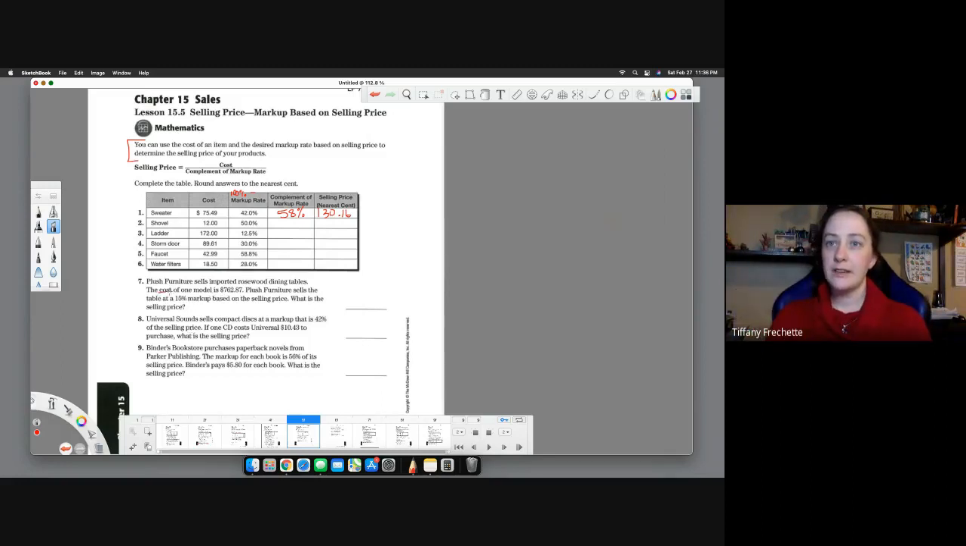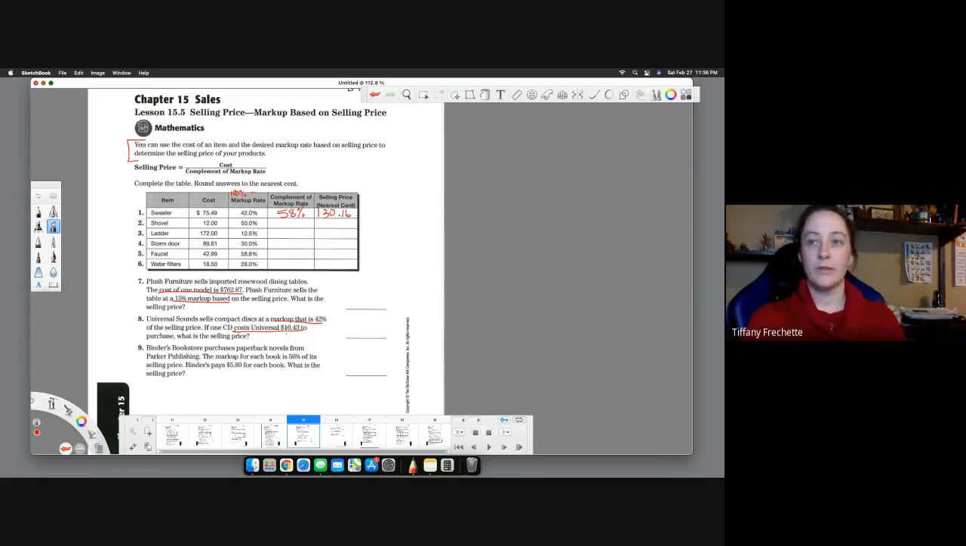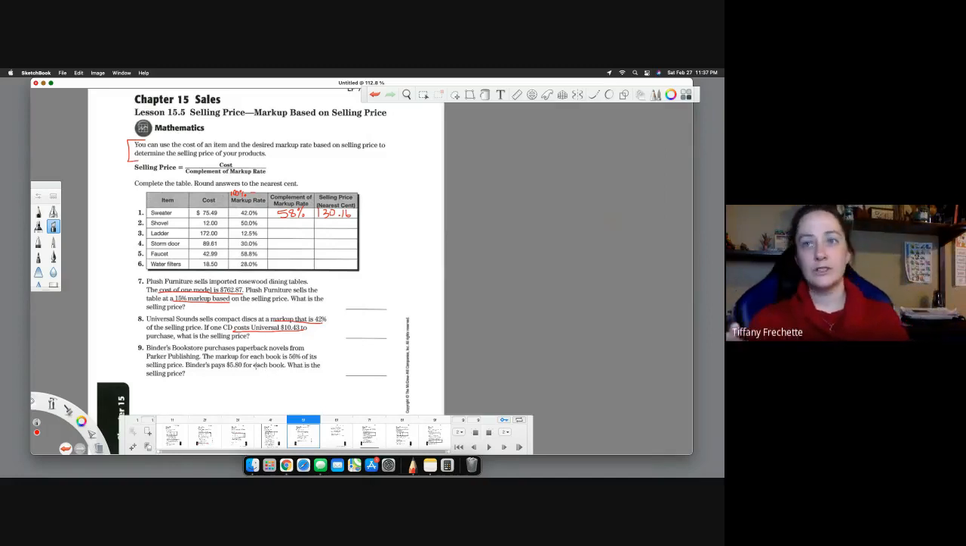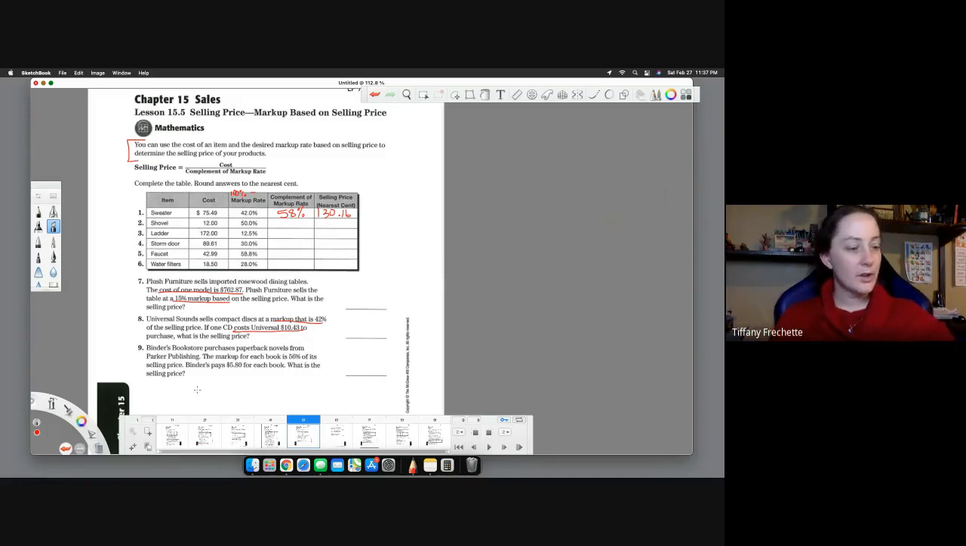So I can already see here's the cost of one model. Here's the markup rate based on selling price. The markup rate and the cost of the 1 CD cost universal, $10.43. So each one, we're going to be given those 2 pieces. We just need to calculate the complement and then divide the cost by that. Okay, so not too crazy on this one. I'm going to go ahead and go to the next page here.